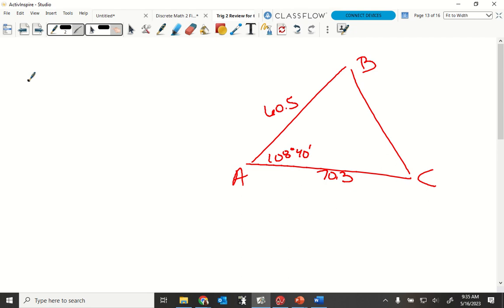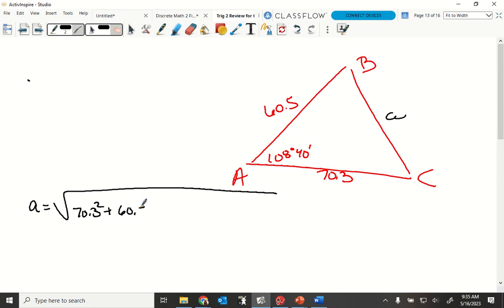This one's going to be cosine because I have SAS, side, angle, side. So I have to solve for little a. From my formula, little a is equal to the square root of 70.3 squared plus 60.5 squared minus 2 times 70.3 times 60.5 times cosine of 108 degrees 40 minutes.